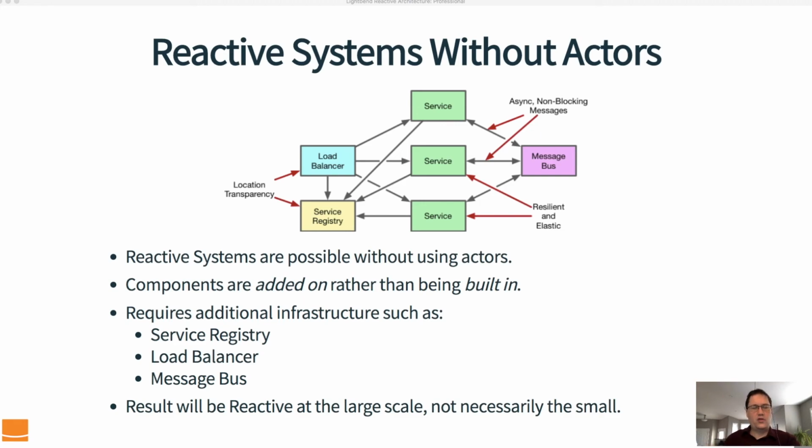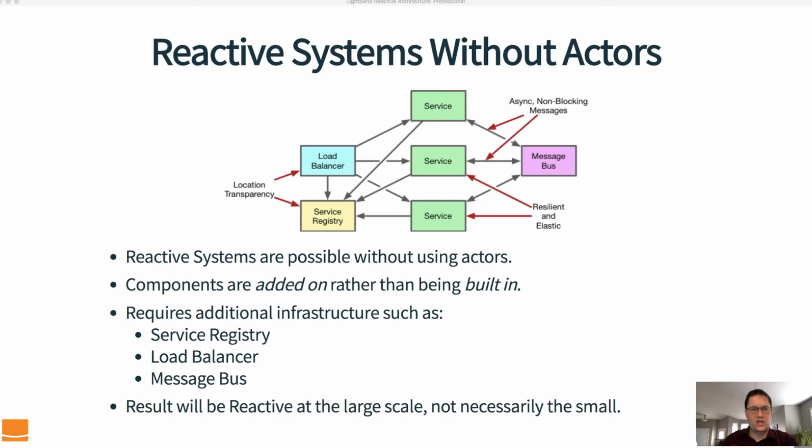However, the components here are added on rather than being built in. We didn't start with the necessary tools. We had to add all of them in. It requires additional infrastructure. So we've got a service registry, we've got a load balancer, we've got a message bus. All of these things are there in order to provide us what we need to build a reactive system. And the final thing is this results in a reactive system, or a system that will be reactive at the large scale. So it's reactive at the scale of microservices, but it's not necessarily reactive within those microservices.